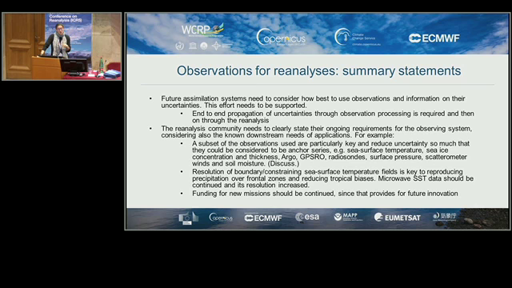The resolution of boundary or constraining sea surface temperature fields is key to reproducing precipitation over frontal zones and reducing tropical biases. Microwave SST should be continued and its resolution should be increased. Funding for new missions should be continued since that provides for future innovation. So we talked about the use of the GRACE information for water storage capacity. That's a sort of innovative use of those data, which I'm sure wasn't totally foreseen.